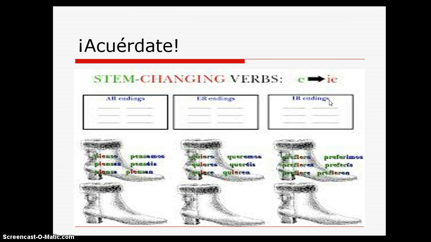And again, just a reminder, these are stem changing verbs. They change inside the boot. So here are three examples again: pensar, querer, and preferir.